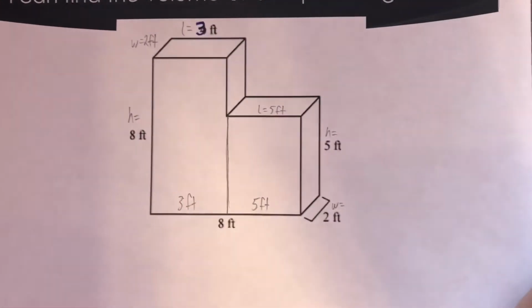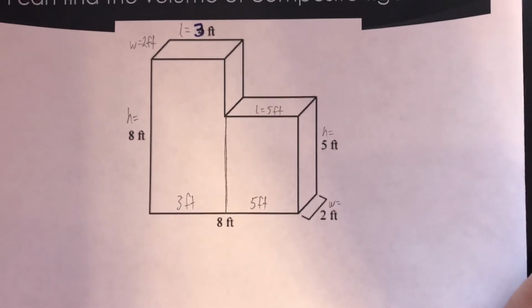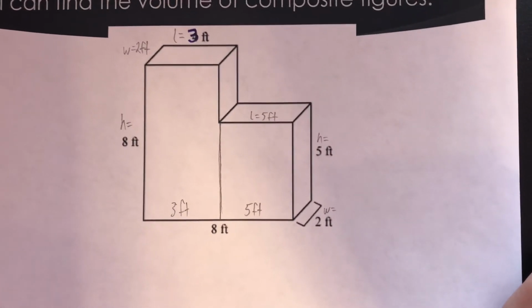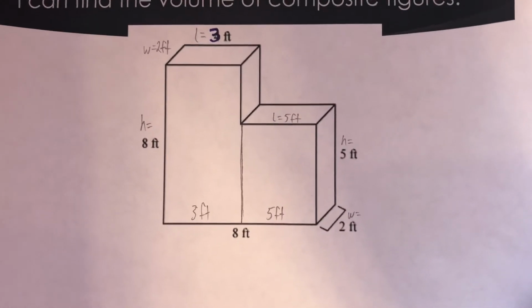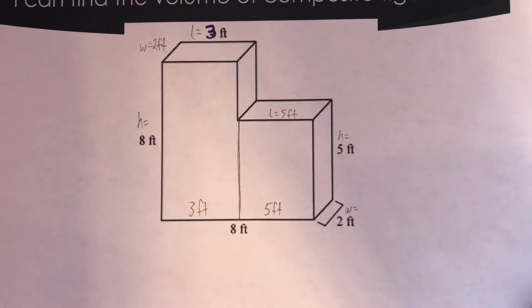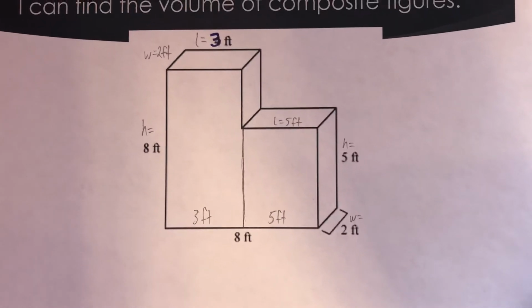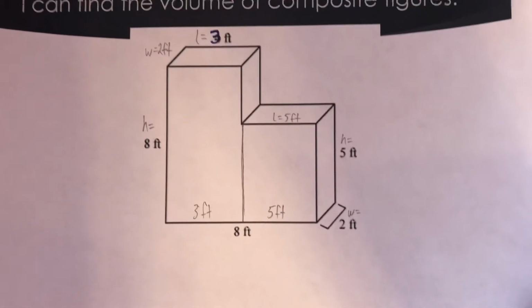Okay, so keep in mind with any of these videos, you can always go back and rewind and try it again or watch it again. I know it's a little bit trickier today, getting all those dimensions because they're not all labeled. All right, so now you're gonna pause it and go ahead and find the volume and then unpause it and we'll check together. So pause it now.